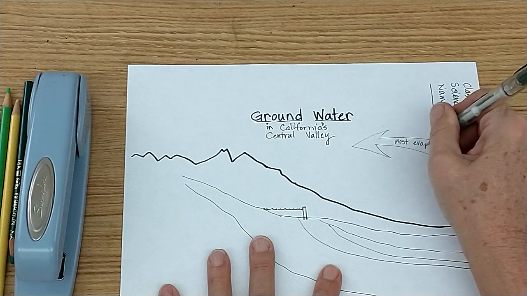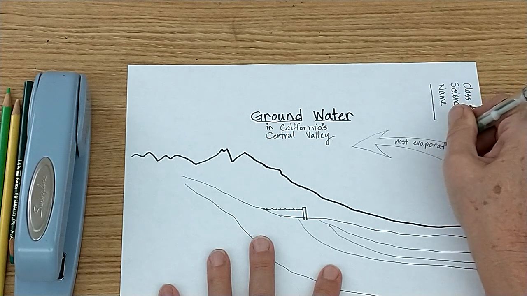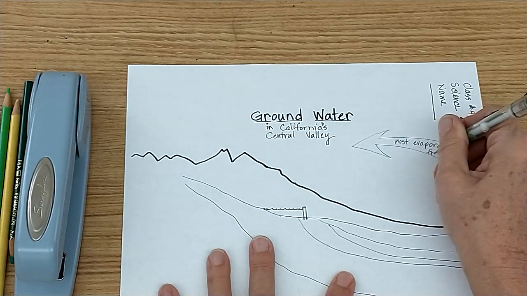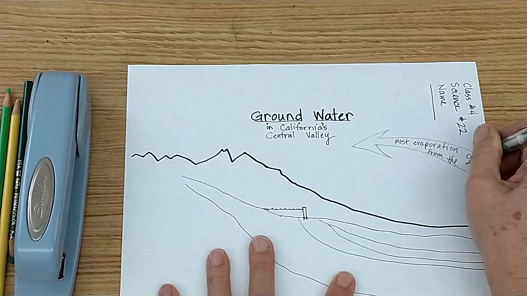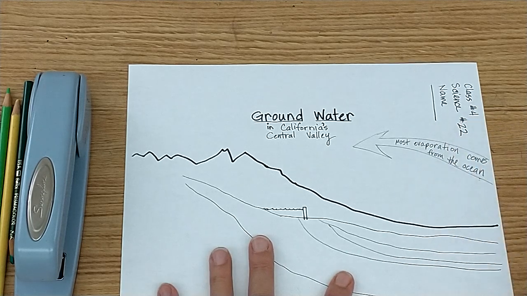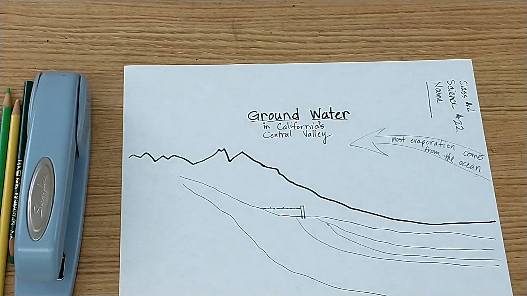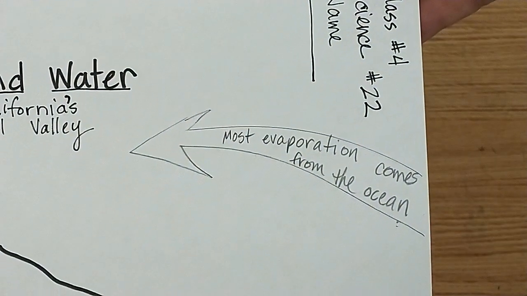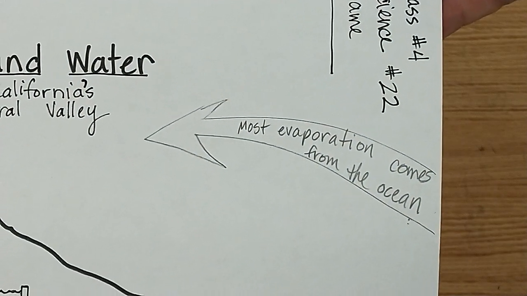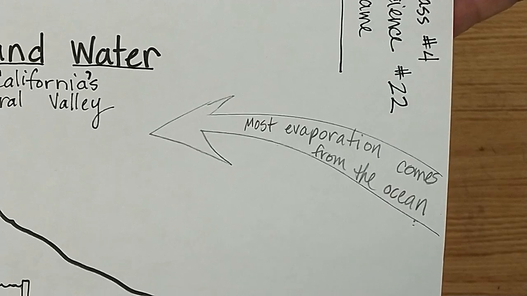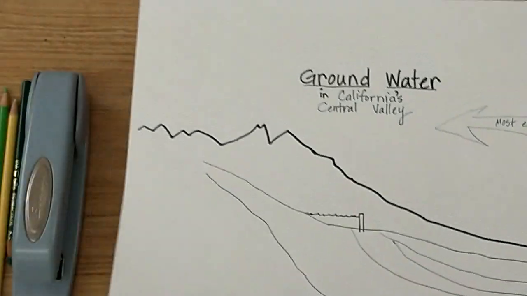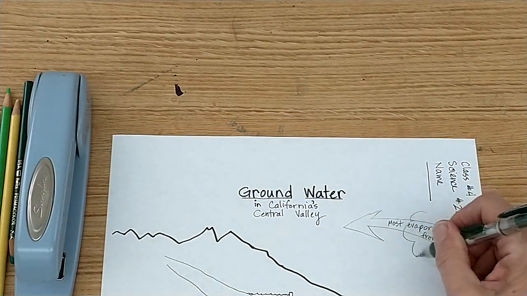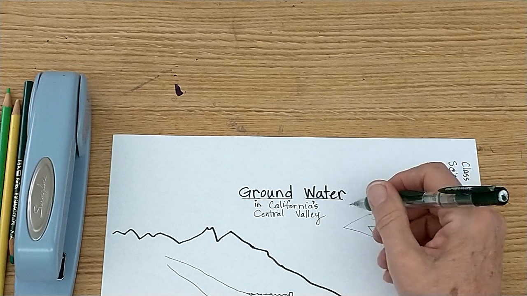Most evaporation comes from the ocean. So when we get a winter storm, that's where the weather starts, is over on the coast. All right, so that evaporation creates clouds. So let's make some clouds. You can even have your clouds overlap this arrow if you want.